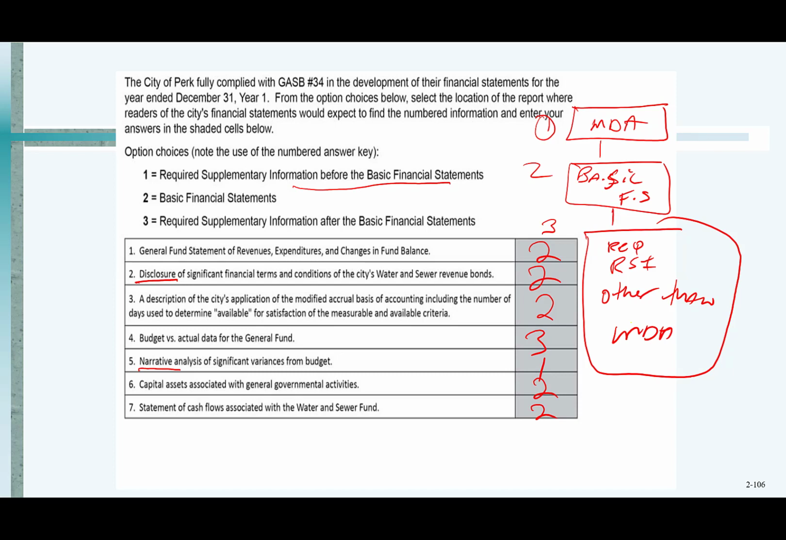Number four, budget versus actual. We just looked at that. That's part of the required supplemental information other than MD&A, that would be a 3, wouldn't it? We just looked at that? Okay. Number 5, narrative analysis of significant variances.